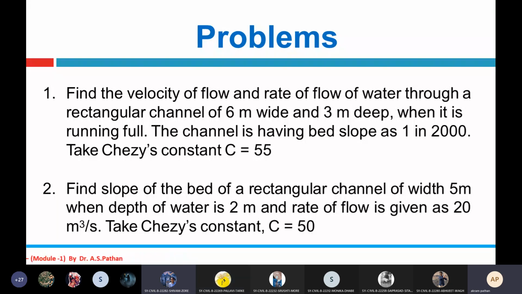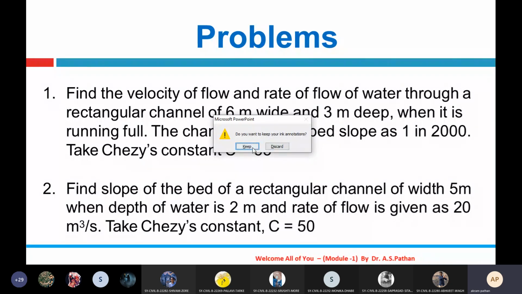Okay, so in the second problem, have you calculated the bed slope of the channel? What is the value of I, the bed slope of the channel, for the second problem? Anybody? 1 by 625. Okay, so I think the discharge 27.11 is quite more for this particular problem, but let us check.